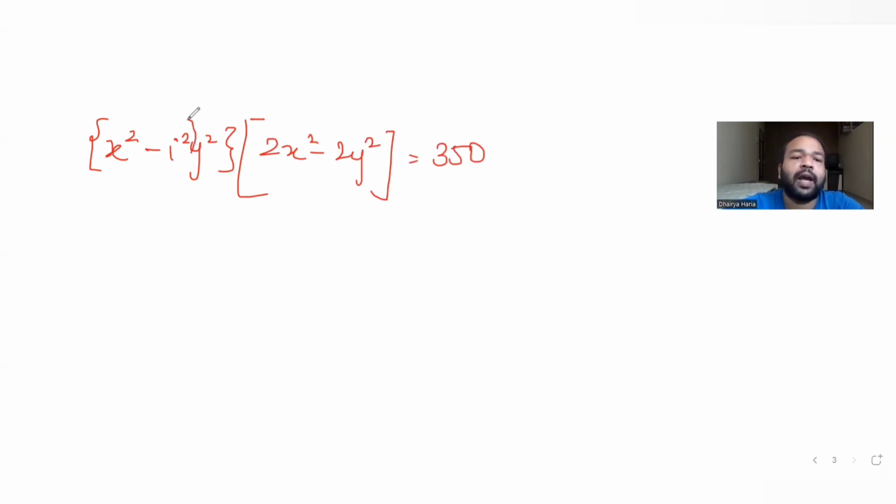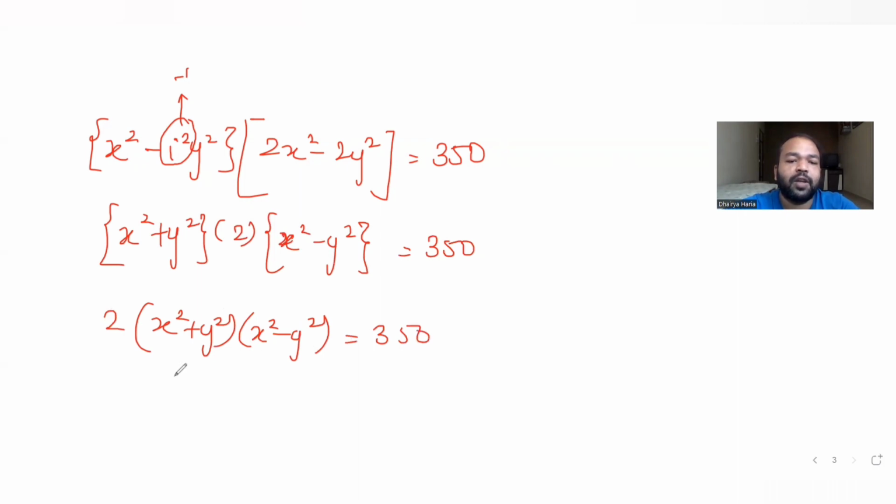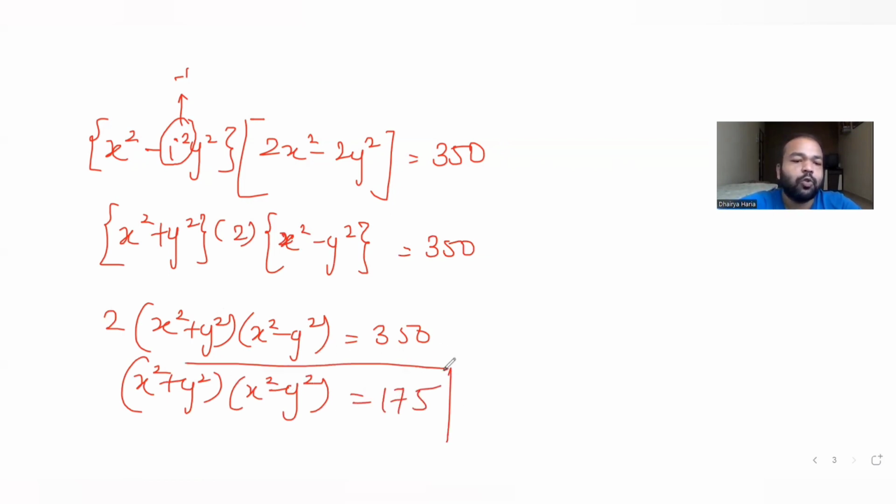Looking at the first term again, i square is minus 1, so minus into minus makes it plus: x square plus y square. And you have here 2 common, x square minus y square. So you have the expansion of the product: x square plus y square into x square minus y square, multiplied with 2, gives you 350. So x square plus y square into x square minus y square is nothing but 350 by 2, which is 175. So we get this equation.